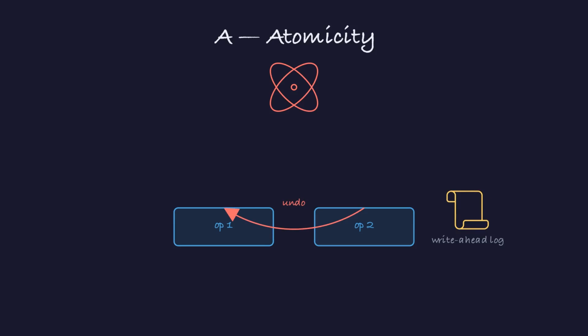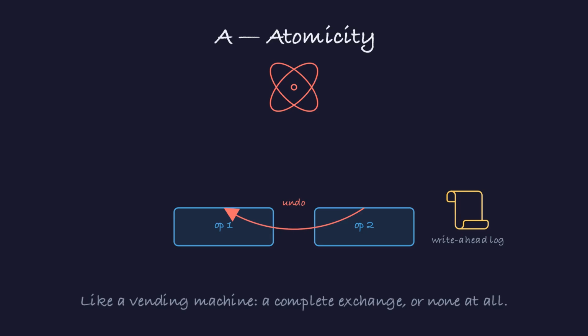If the transaction fails halfway, it uses that write-ahead log to undo everything. Think of a vending machine: a complete exchange or no exchange. It never takes your money and gives you nothing.